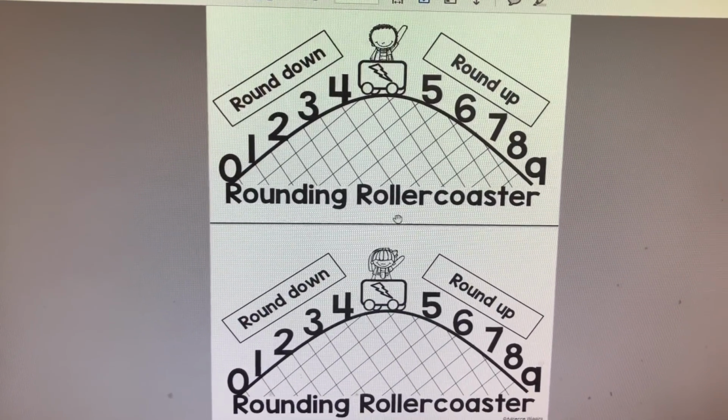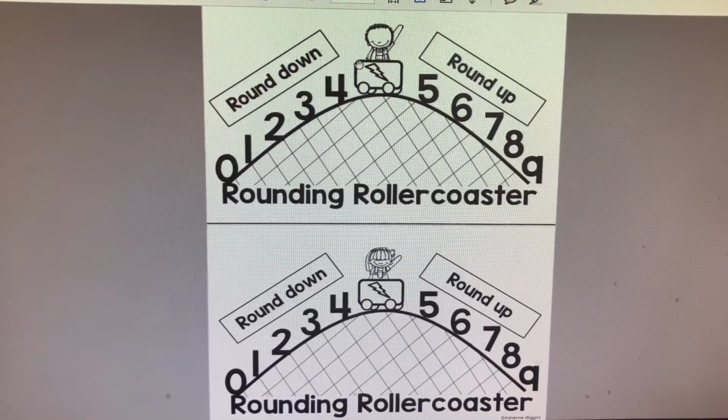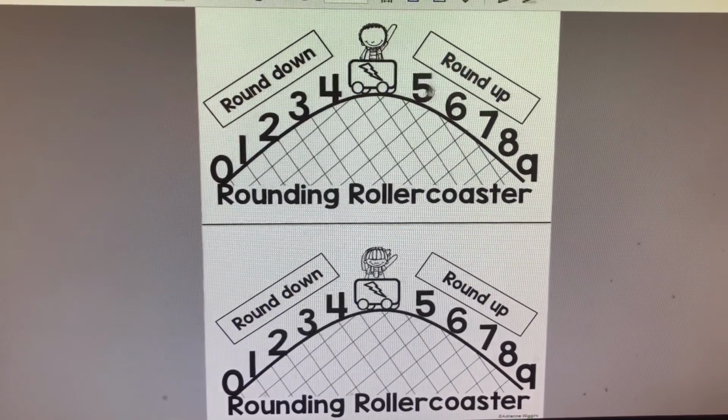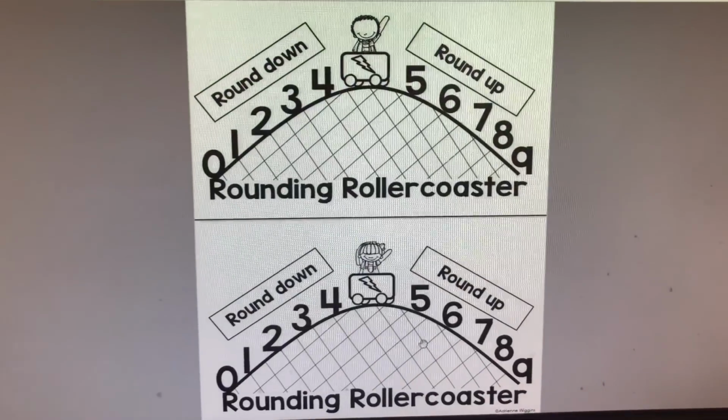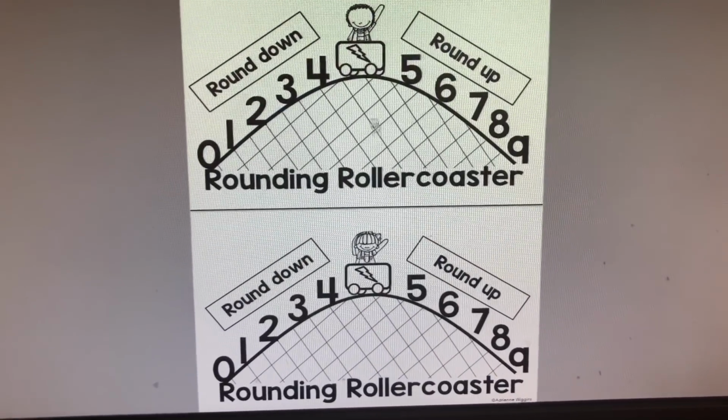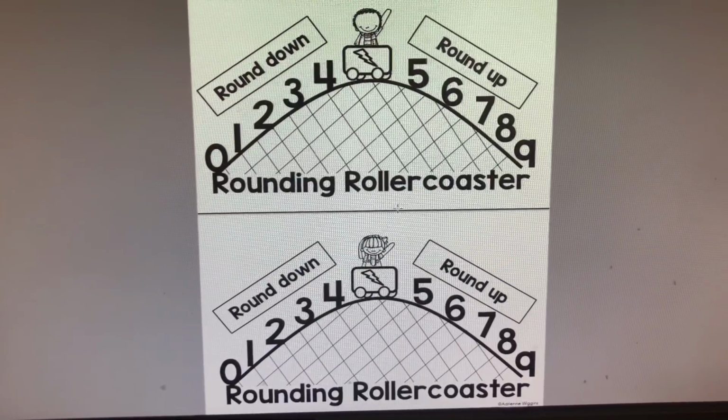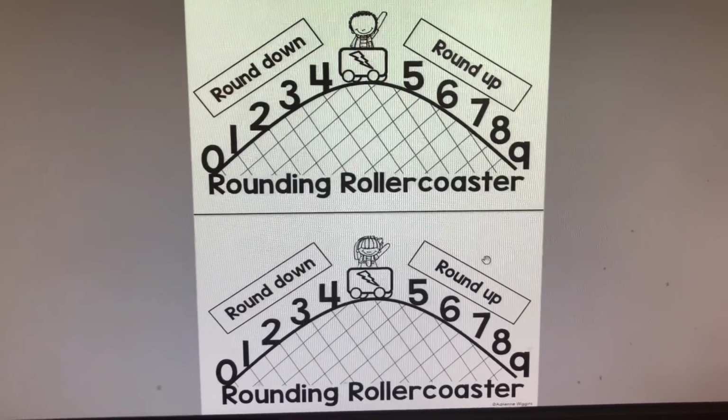So I used the boy and the girl, and I did tell the kids if they wanted to draw themselves to just cut out the little person and then draw themselves if they wanted to. But this is the one that I used. And I printed enough for the amount of boys and girls that I have in the classroom, and they got to pick which one they really wanted.